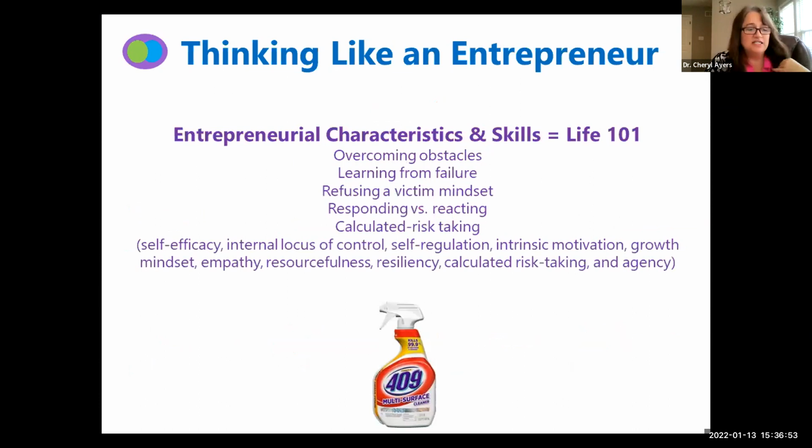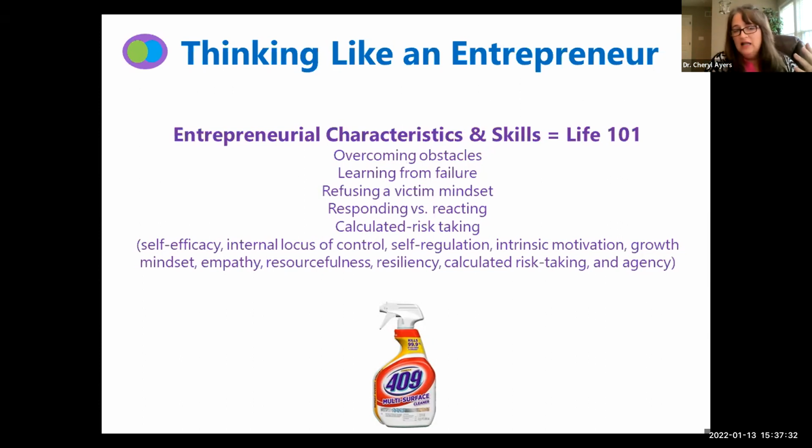And here's the thing that almost brings me to tears, and probably has before: entrepreneurship, characteristic skills, is really life 101. And this is why the research is clear that entrepreneurship is one of the most effective, long-term, impactful game changers in impoverished areas. Because starting a business, and trust me, the last 4 years of this economic empowerment project has been painful, is about overcoming obstacles, learning from failure, refusing to have a victim mindset.